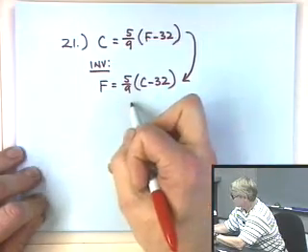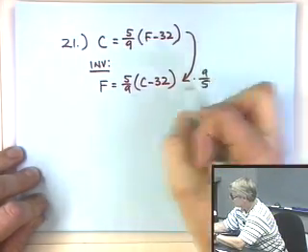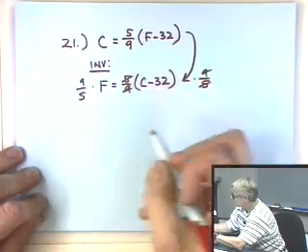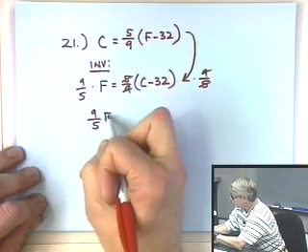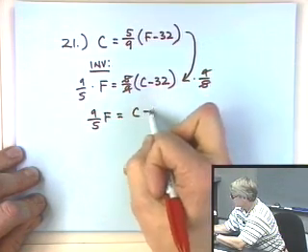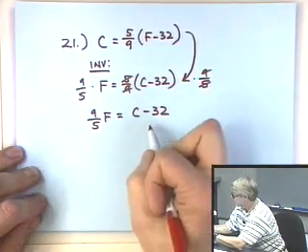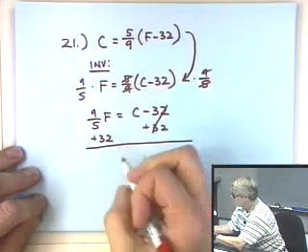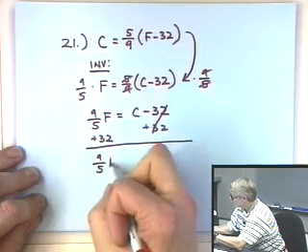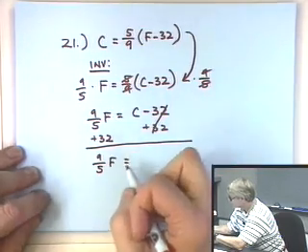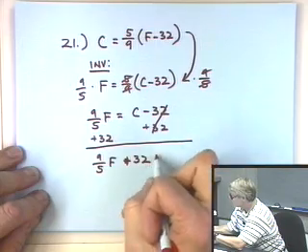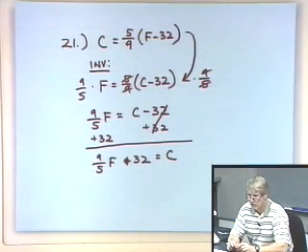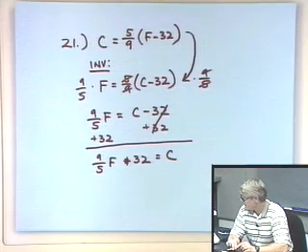Multiply both sides by 9/5. So we have 9/5 F equals C minus 32. And add 32. So that is a complete role reversal of C and F. Now, of what value is that?